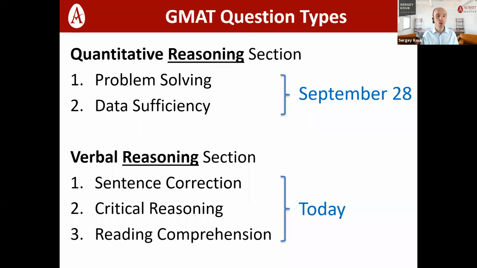You're going to see them all mixed up throughout the 65 minutes of your verbal reasoning section. And there's a total of 36 questions. That gives you less than 2 minutes per question. So every single question that we're going to be doing today is going to be from one of the past exams, and you always have less than 2 minutes per question. So please keep that in mind.